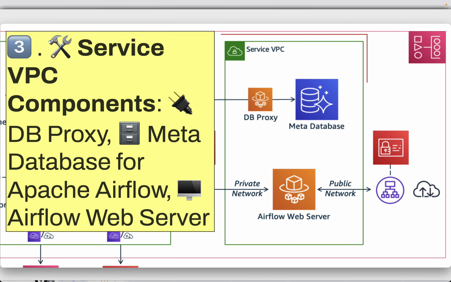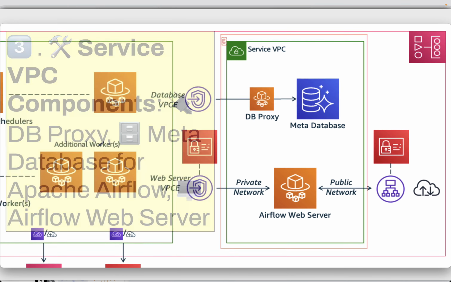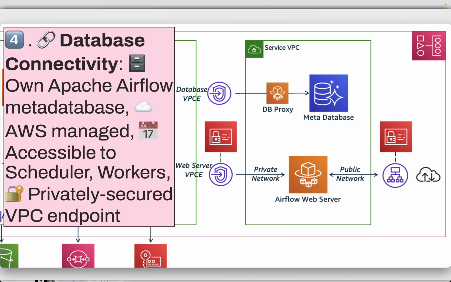Next, we have the service VPC components. The service VPC houses the database proxy and metadatabase for Apache Airflow, along with the Airflow web server. Then database connectivity, which is this part. Each environment has its own Apache Airflow metadata database managed by AWS, and this is accessible to the scheduler and workers Fargate containers through privately secured VPC endpoints. The VPC endpoint is called database VPCE.